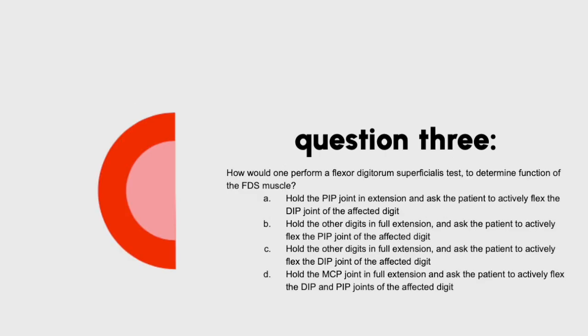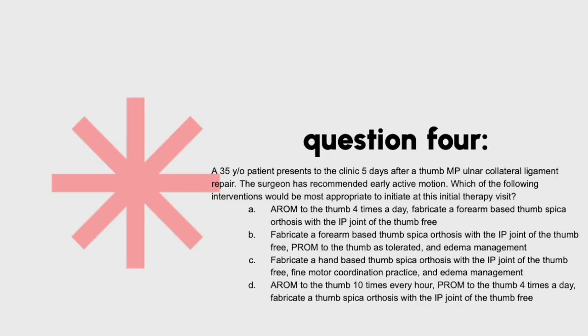Question 3. How would one perform a flexor digitorum superficialis test to determine function of the FDS muscle? A. Hold the PIP joint in extension and ask the patient to actively flex the DIP joint of the affected digit. B. Hold the other digits in full extension and ask the patient to actively flex the PIP joint of the affected digit. C. Hold the other digits in full extension and ask the patient to actively flex the DIP joint of the affected digit. D. Hold the MCP joint in full extension and ask the patient to actively flex the DIP and PIP joints of the affected digit.